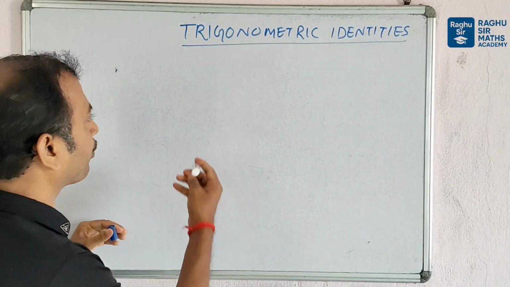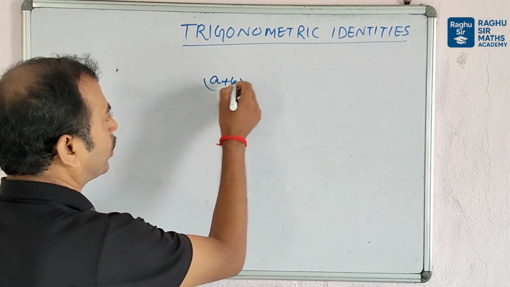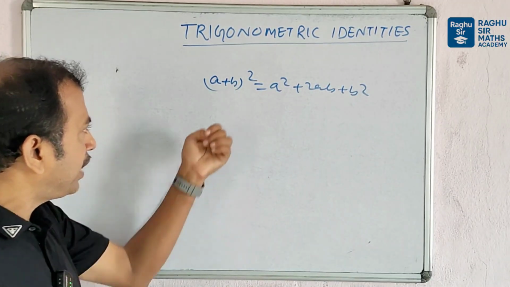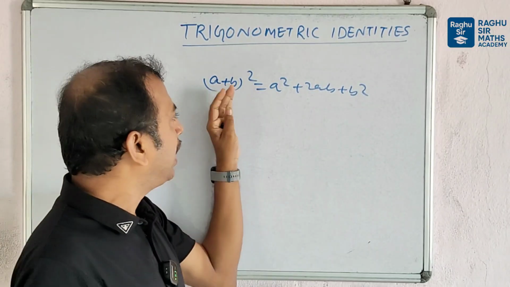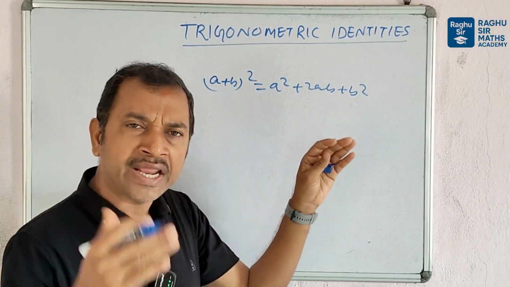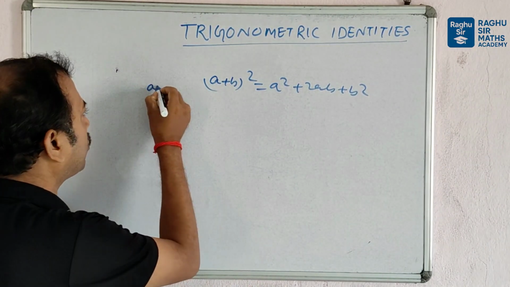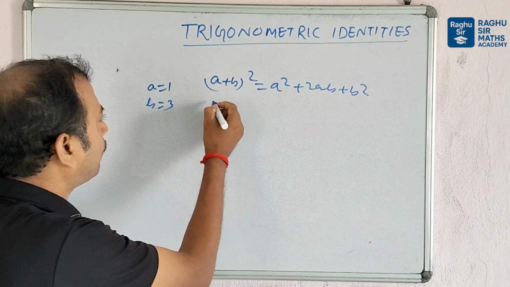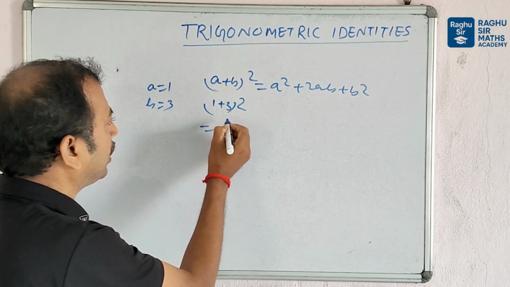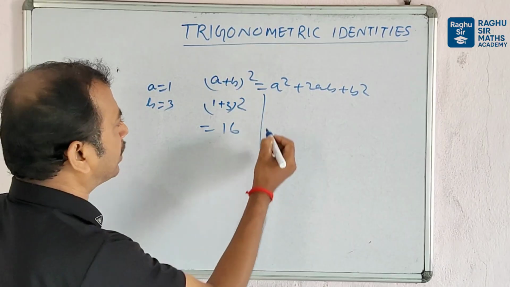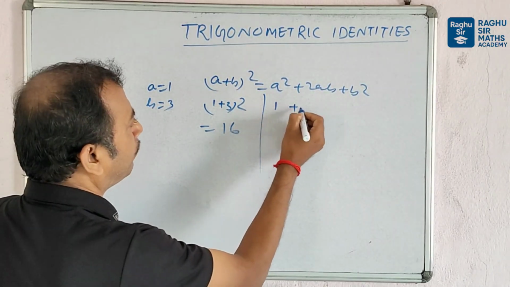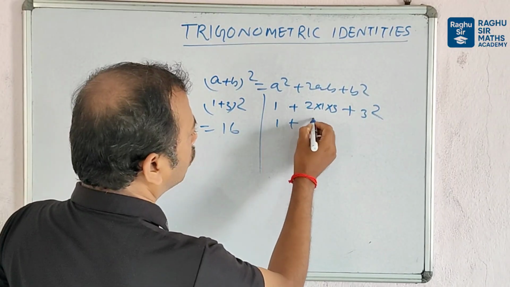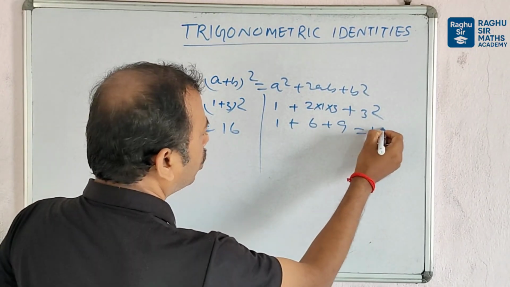अभी देखिए, जैसे (a+b) whole square क्या होता है, a square plus 2ab plus b square. Any value you can choose for a and b, LHS must be equal to RHS. Suppose I am taking here a equal to 1 and b equal to 3. तो LHS क्या होता है ना, (1+3) square that equal to 16. Similarly RHS क्या होता है, so 1 square, 1 plus 2 into 1 into 3 plus 3 square, that is 1 plus 6 plus 9, that is also 16 होता है.